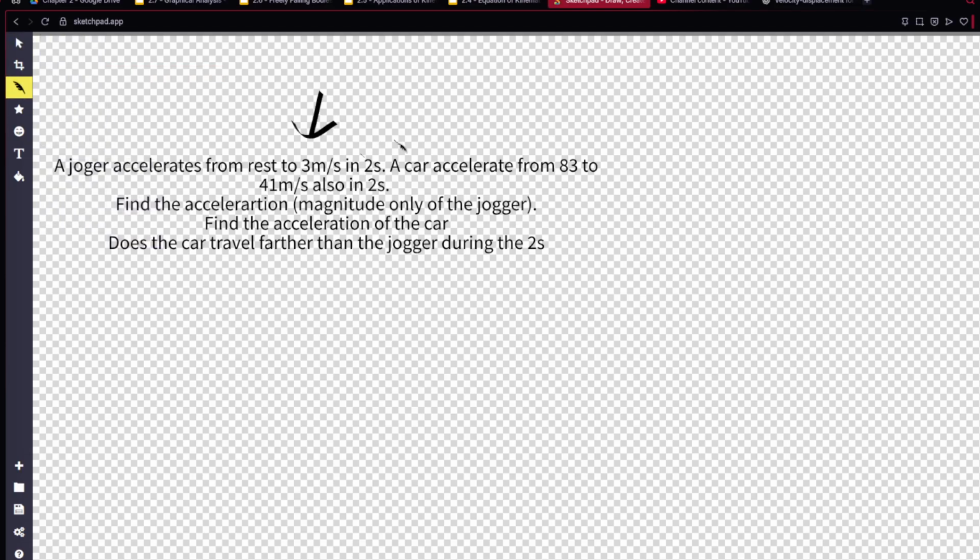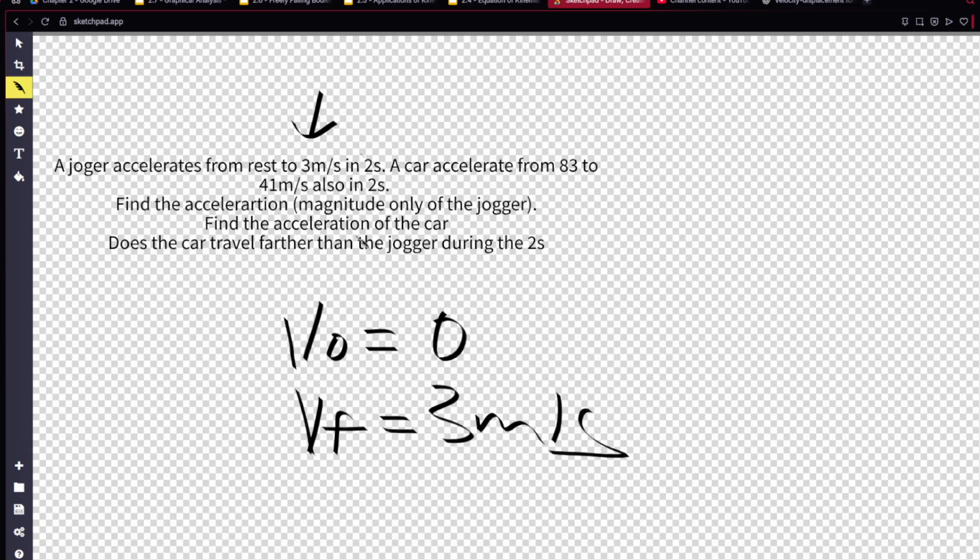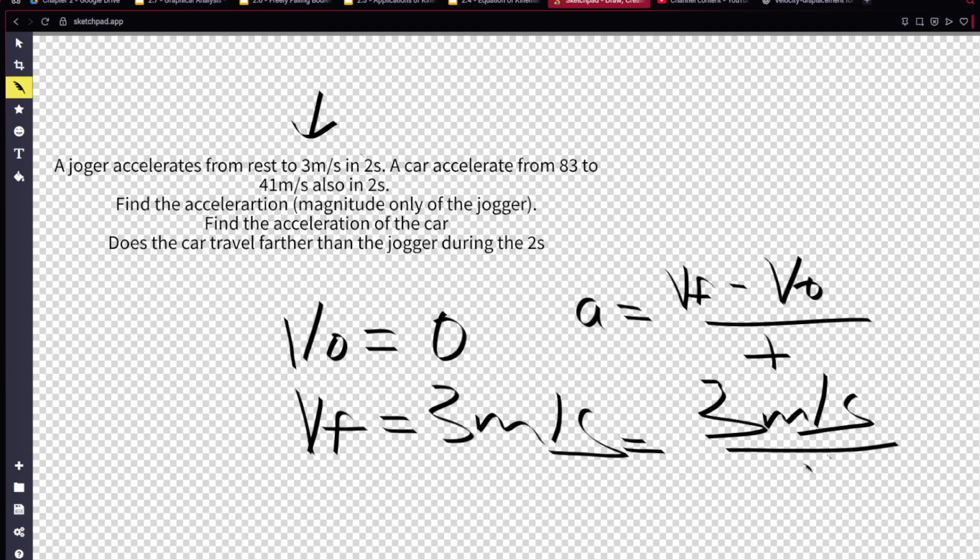So we're given rest, 3 meters per second in 2 seconds. That means we have an initial velocity of 0 because we're not moving at all in the beginning, and we have a final velocity of 3 meters per second. So let's find the acceleration. Acceleration, remember, is Vf minus V0 divided by t, which is just 3 meters per second divided by 2 seconds. Dimensional analysis, 1.5 meters per second squared. Simple logic there. So that's the acceleration of the jogger.